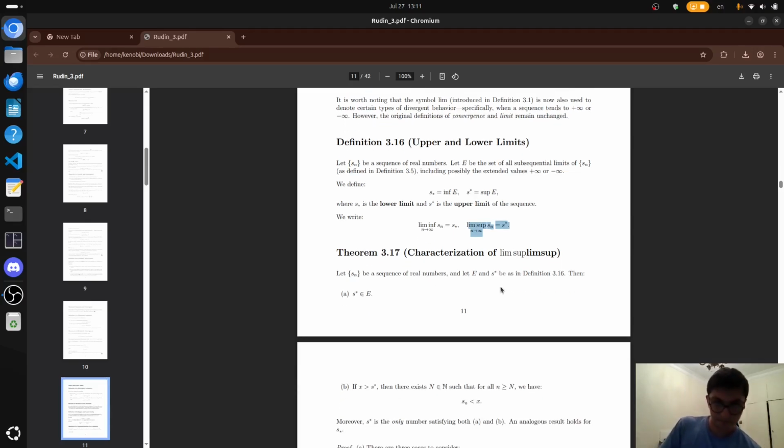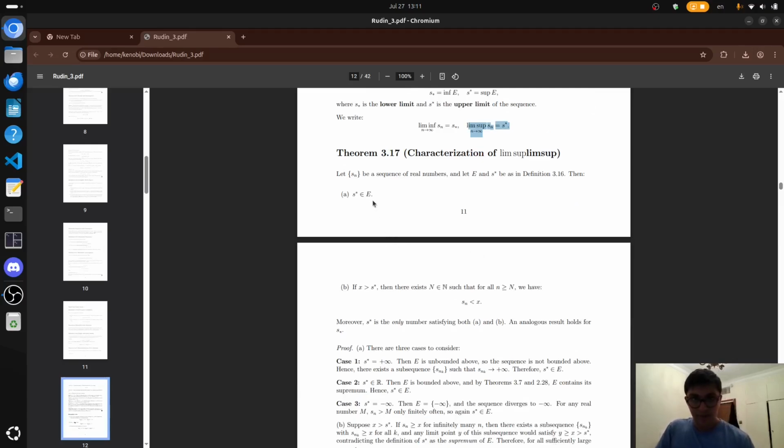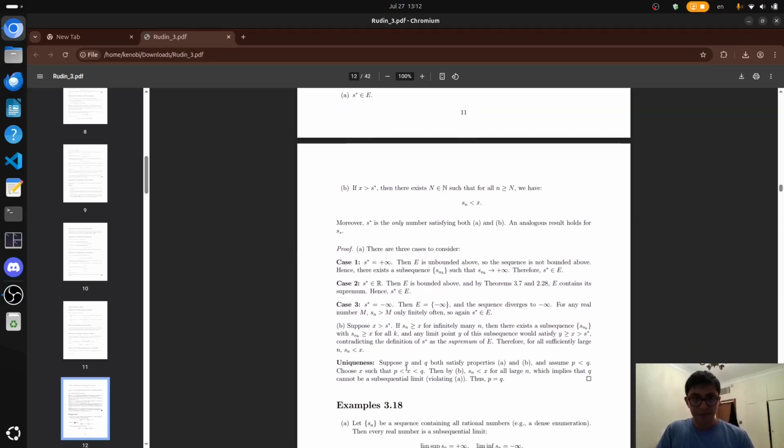Okay, so we have the following theorem. Let Sn be a sequence of real numbers, and let E and S star be as in definition 3.16. Then S star is in E. If X is greater than S star, then there exists N in the naturals such that for all n greater than N, we have S of n is less than X. So we have three cases. One is S star is plus infinity.